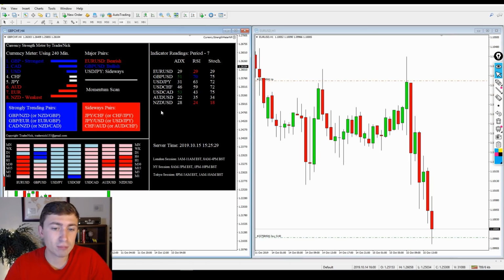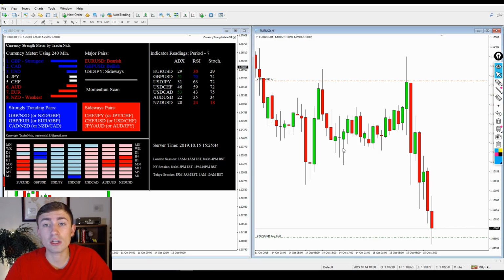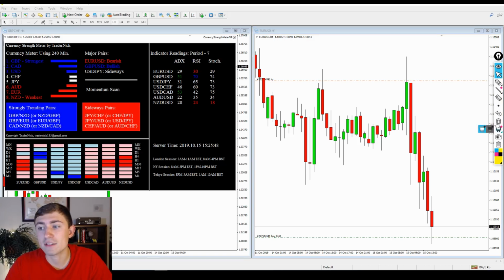This is the currency strength meter. This is a tool that I have built for MetaTrader 4. And what you can see here is that it's kind of scanning the entire market right now to look for strength and look for weakness. And one of the reasons that my bias here on Euro USD for the time being is looking for long setups is because of the currency strength meter pointing out something over here.